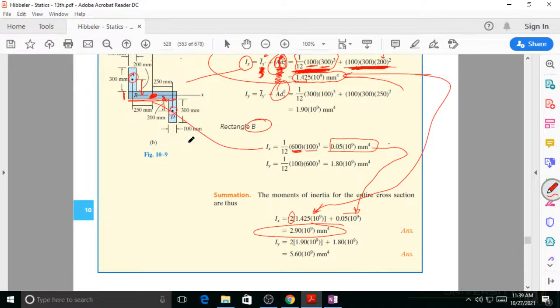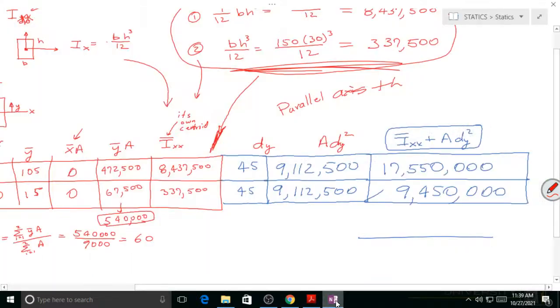So the sequence I'm doing does exactly that same thing. It's just now I need to add it this way, and I get the answer there. Again, I'll go back to the calculator. I've got the 9 million still in there, and I get 17,550,000. Gives me 27 e to the 6 millimeters to the 4th.